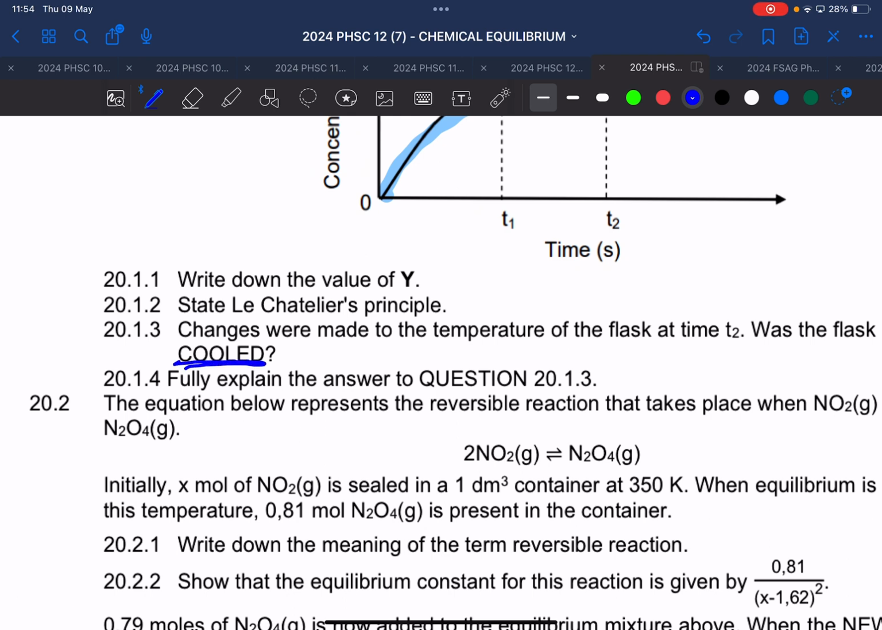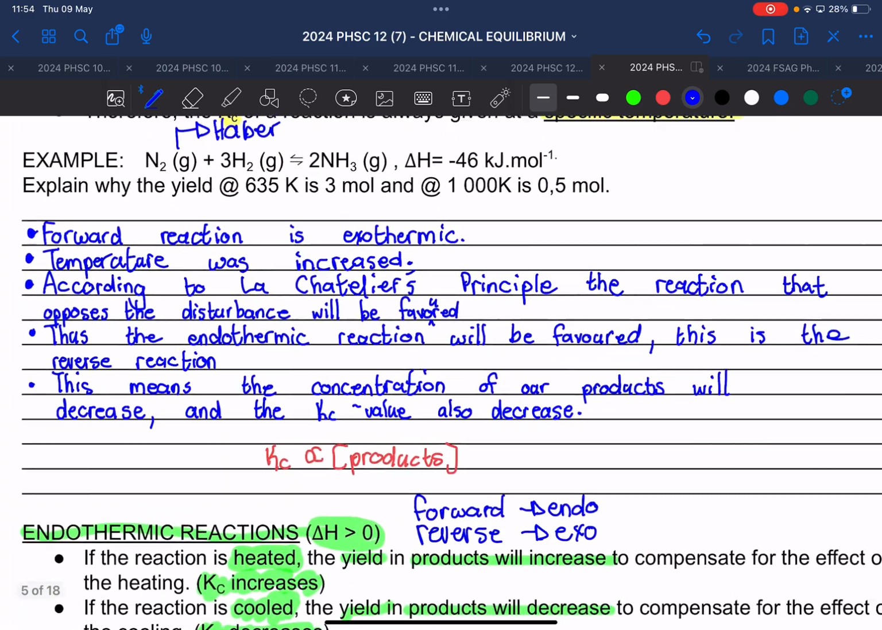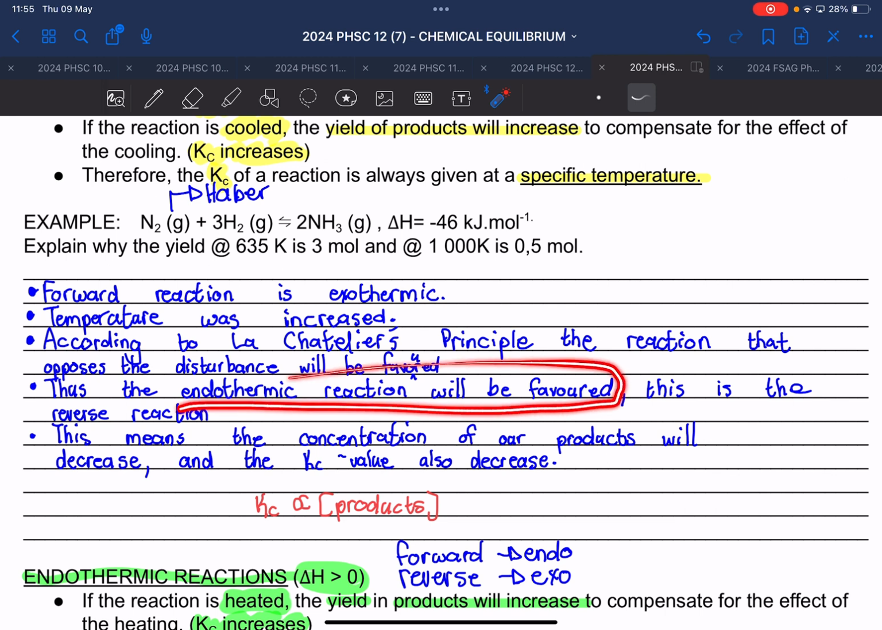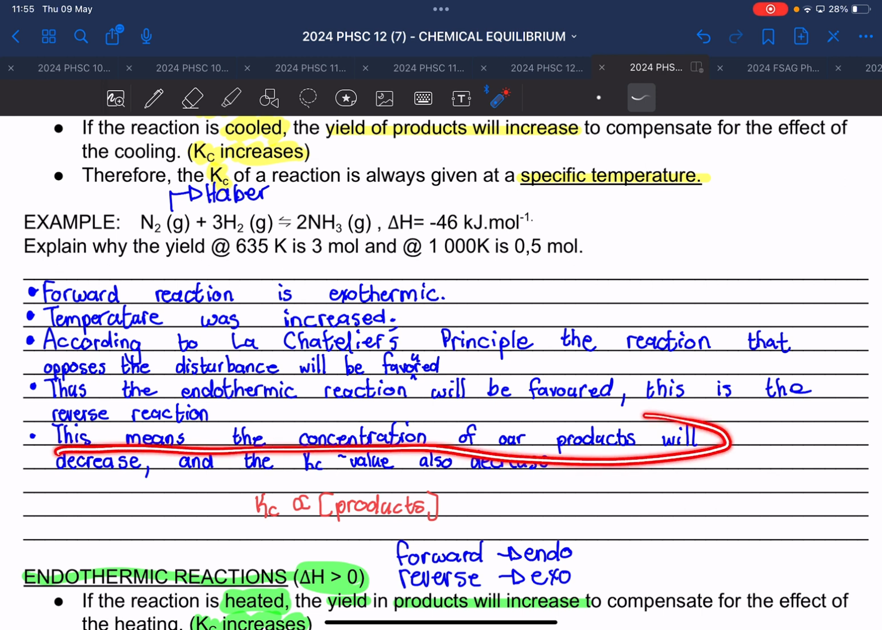Fully explain the answer to your question. Our forward reaction is exothermic, our temperature was decreased. Because we already stated Le Chatelier's principle, you can just say, according to Le Chatelier's principle, the exothermic reaction would be favored, and this is the forward reaction. This means the concentration of our products will increase and the Kc value will also increase.